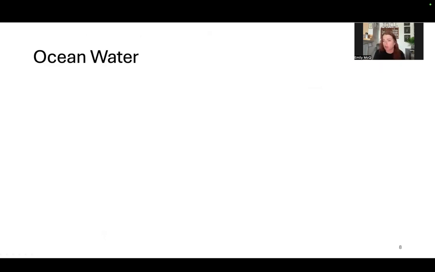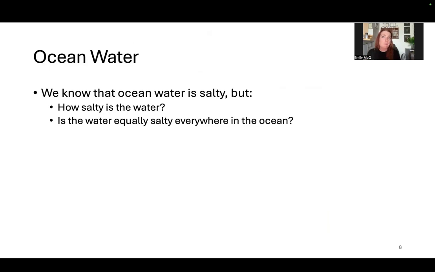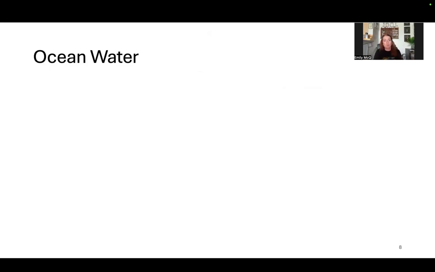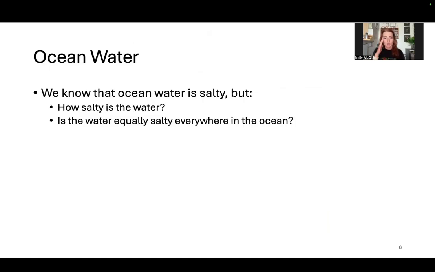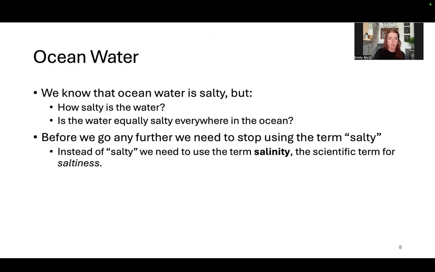So now we have this beautiful ocean. But as you can imagine, the ocean, when it first began to form, wasn't entirely salty. We know the ocean is salty today. Hopefully you've never drank it. Don't do that. But how salty is it? Is it salty equally everywhere? And why is it salty? Where does the salt come from?